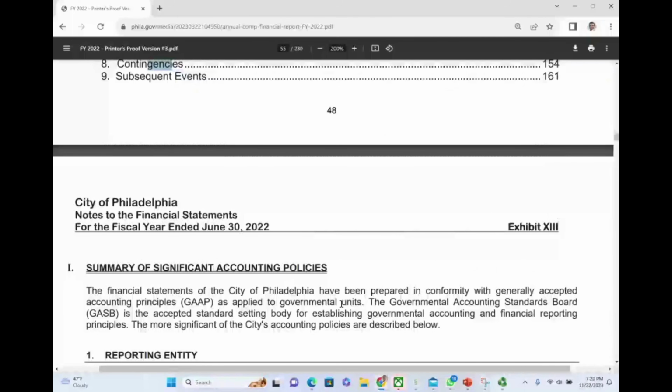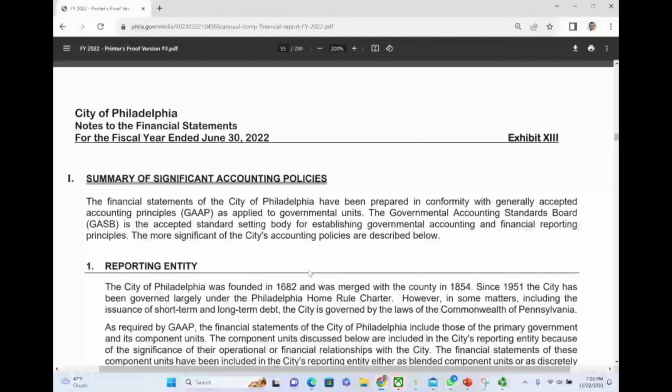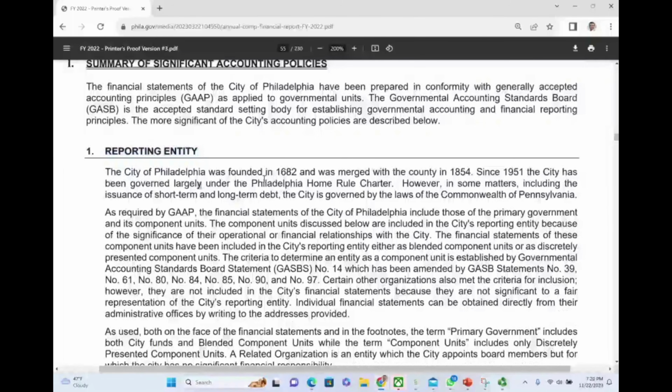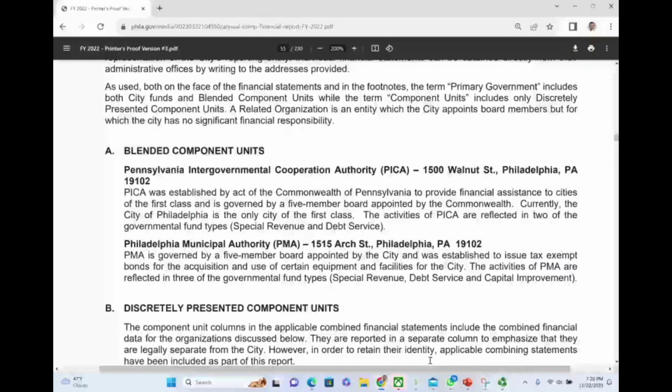If you really want to see this, starting with the summary of significant accounting policies, you would start from the reporting entity. They talk about the City of Philadelphia, when it was founded, and so on, but also the blended component units, discretely presented component units, and so on and so forth.